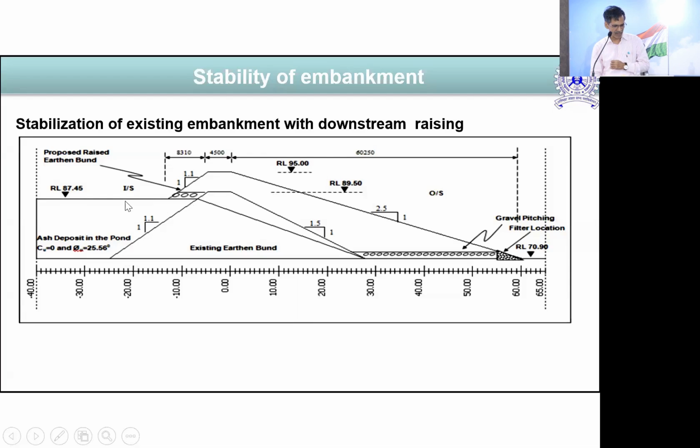Suppose this is my water level. Water is coming. Here I am providing a drainage so that it goes out. So every arrangement, if you see, they are trying to pass the water through. So this is when we are going for a downstream raising, and here it is also. Suppose I am raising first, as the existing earthen bund is not sufficient, I first raise, then I will go for the further raising with the fly ash.